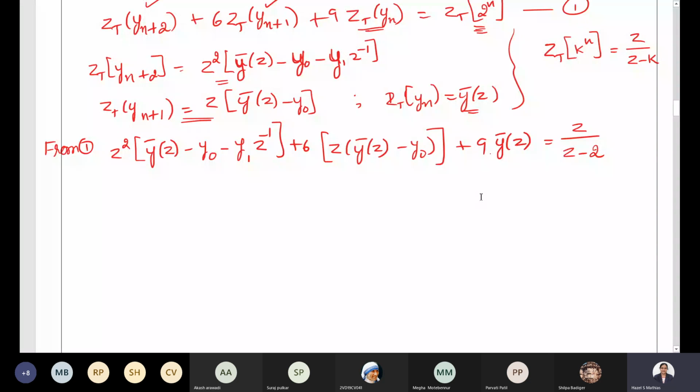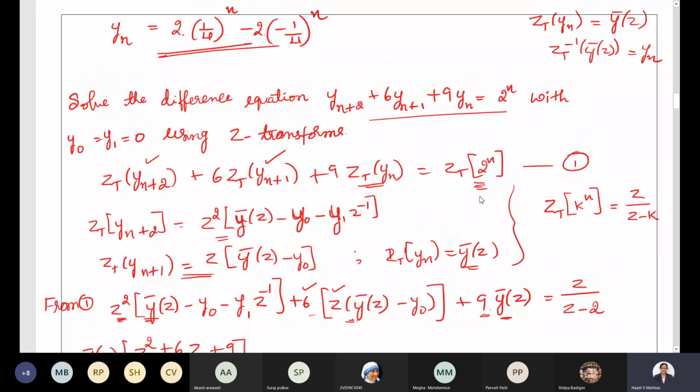Now let's rearrange that so that we get the coefficient of y bar of z only. So collect the coefficients of y bar of z. The y bar of z coefficient is z square. Then here also we have y bar of z, with coefficient z into 6, so it is plus 6z. Then here also we have y bar of z with coefficient 9. So when we collect the coefficients, y bar of z into z square, y bar of z into 6z, then y bar of z into 9. So this is the coefficient of y bar of z.